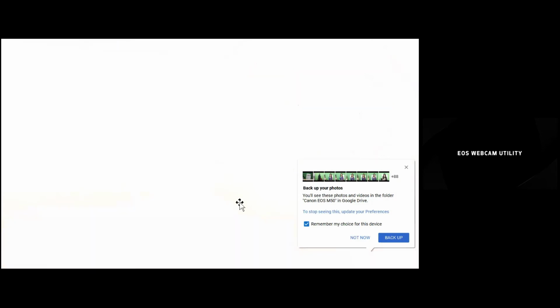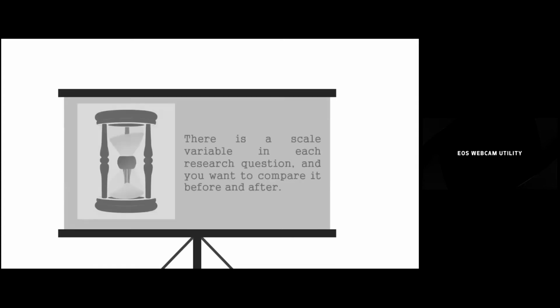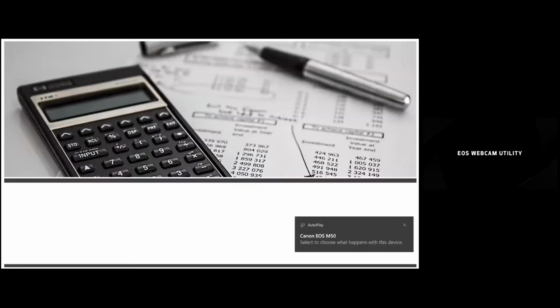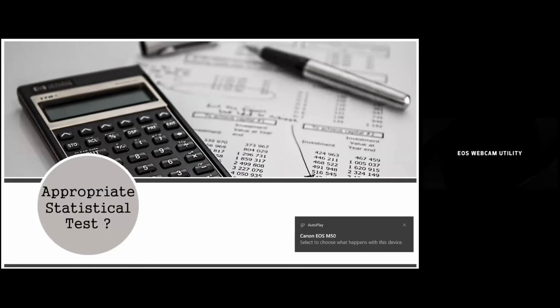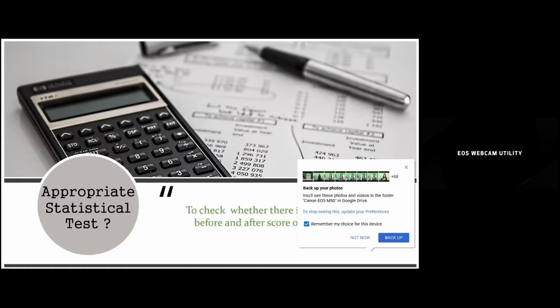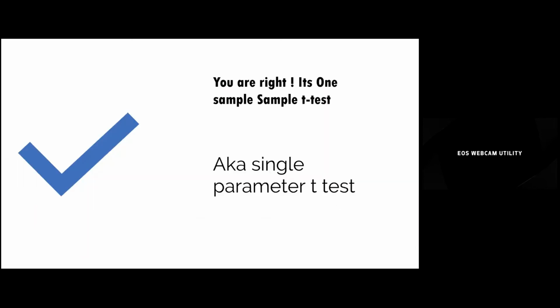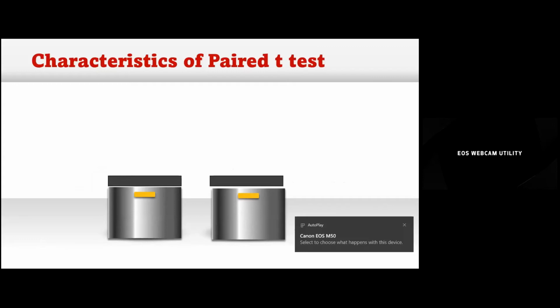Okay. So in all this, what have you observed? There is one variable which is continuous, and we are measuring it at two points of time, before and after. Similarly, in this case, the appropriate statistical test would be a paired t-test. This is also known as the single sample, single parameter t-test. So now what are the assumptions? There are a few characteristics of this paired t-test.